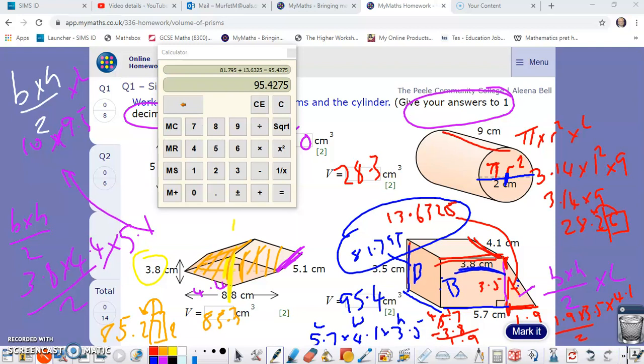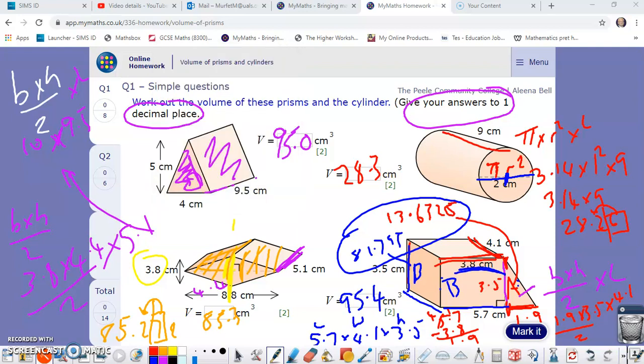Okay, hopefully that helps. And if you need to go back and just have a rewatch of that to see how they work. Triangular prism, always going to be base times height divided by 2 times by the length. Cuboid is just length times width times height. Okay, and then the cylinder is going to be pi 3.14 times radius squared. Remember, that's radius times radius. So if that was 3, it would be 3 times 3. And then you times by the length of the actual cylinder.